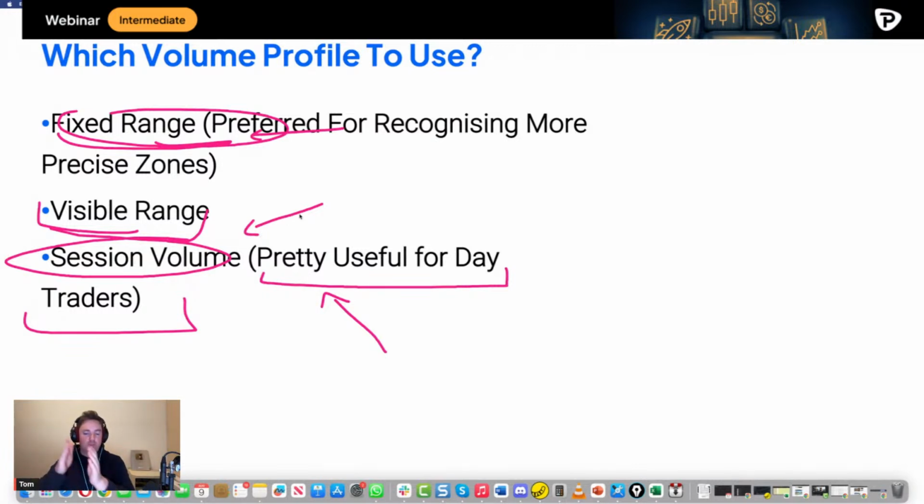So they show you each previous day. Where was the point of control? Where was the value area high? Where was the value area low? Where was most of the trade had in that particular day of trade? And you can see them all stacking up on top of each other.